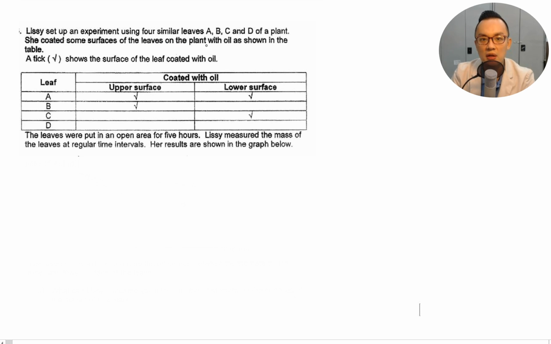She coated some surface on the leaf with oil as shown. So A, upper surface, lower surface, B, upper surface, lower surface, so on and so forth. So the leaves were put in open area for 5 hours, then measured the mass of the leaves. So looking at this experiment, you should guess that it's something to do with the stomata of the leaf, and which part of the leaf will give out gas. Is it the upper surface or the lower surface? Does the upper surface give out more oxygen or carbon dioxide, or is it the lower surface that gives out more oxygen and carbon dioxide?